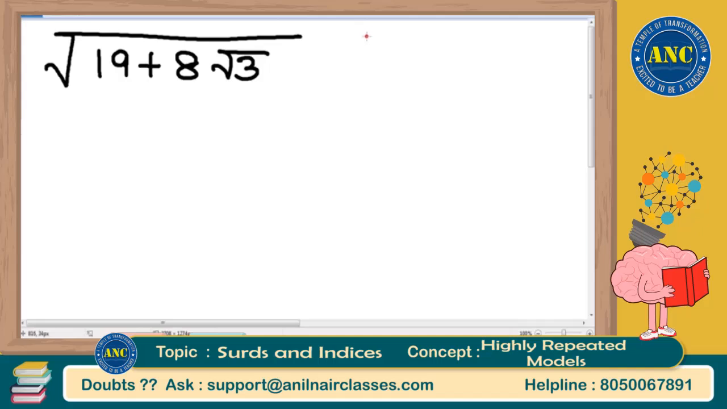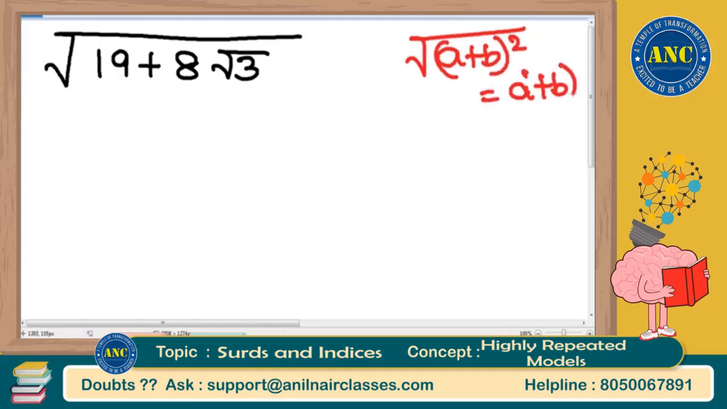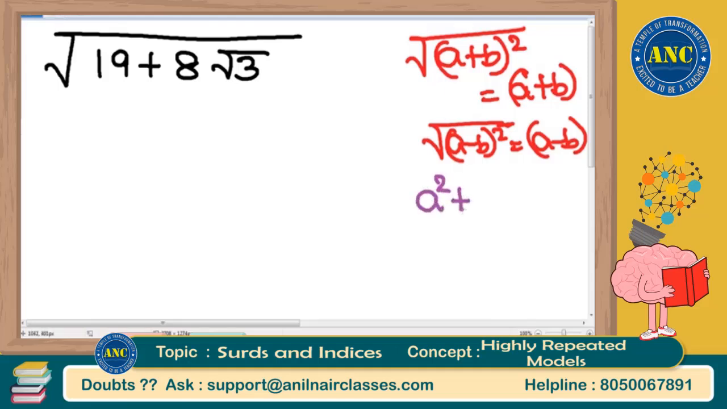For example, we always love to use the notation square root of (a plus b) whole square, because it will ultimately give me a plus b. Square root and square will cancel out. Square root of (a minus b) whole square will ultimately give me a minus b. That means I am very fond of these two notations: (a plus b) whole square, which is a square plus 2ab plus b square, and (a minus b) whole square, which is a square minus 2ab plus b square.